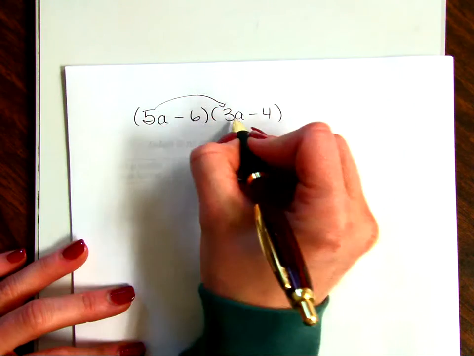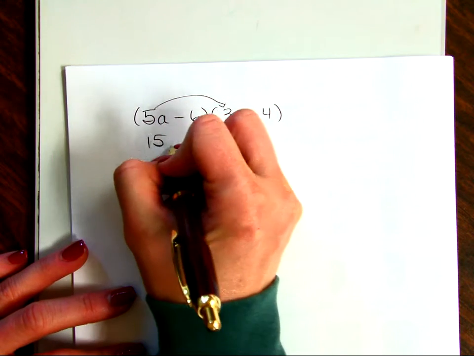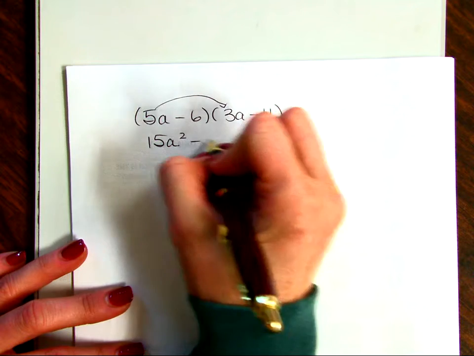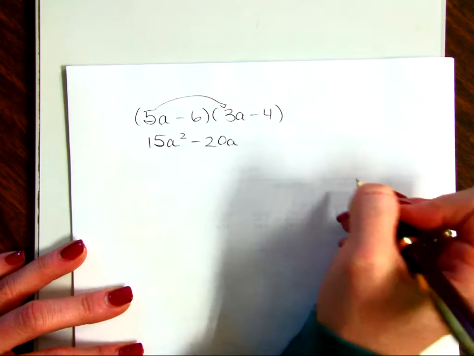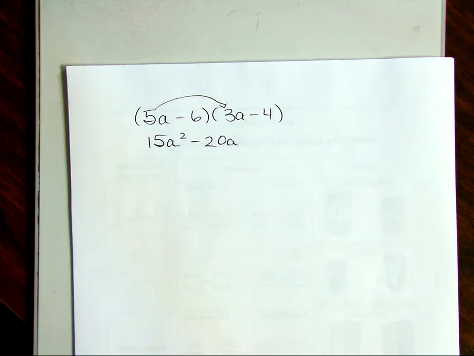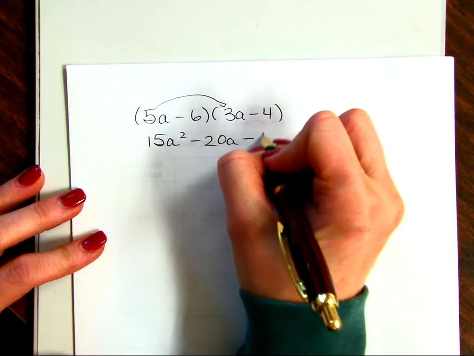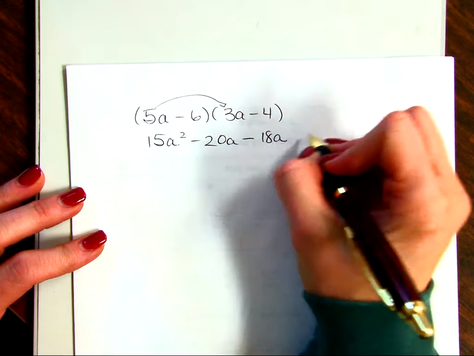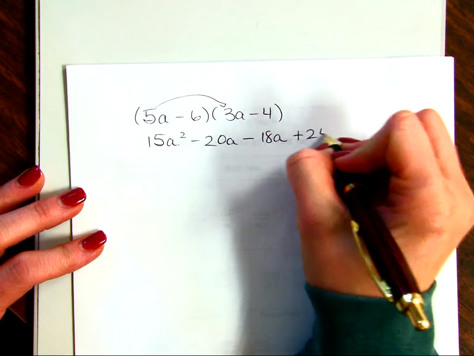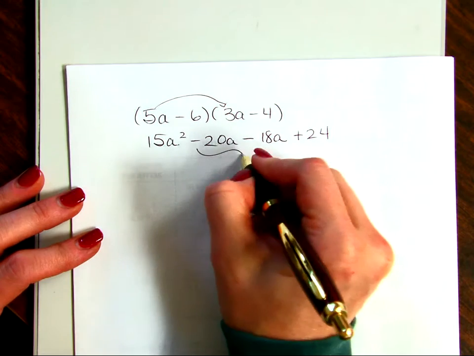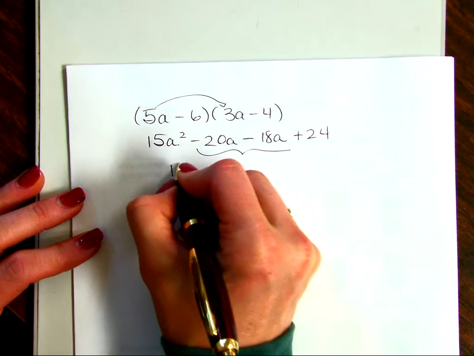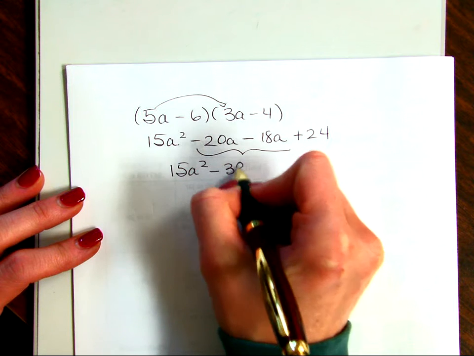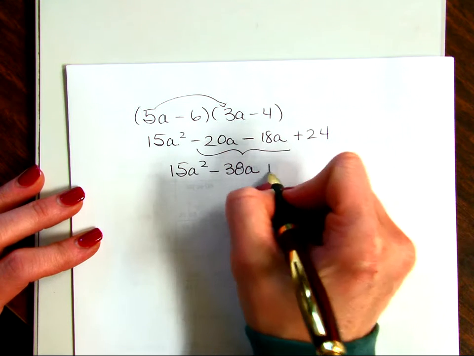So 5 times 3, we multiply our coefficients, keep the base, add the exponents. 5a times -4 is -20a. -6 times 3a is going to be -18a. And -6 times -4 is a positive 24. Our like terms, again, are our 2 middle terms. So 15a squared, same signs, add and keep. And then this is this, okay?